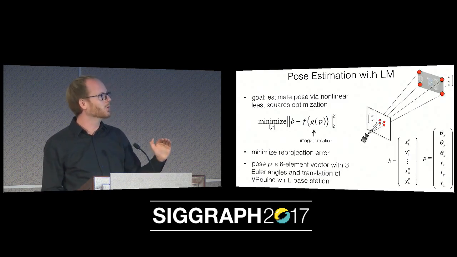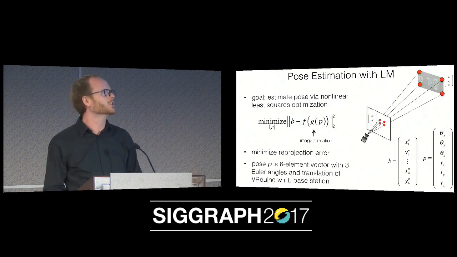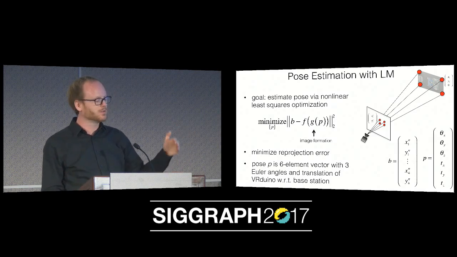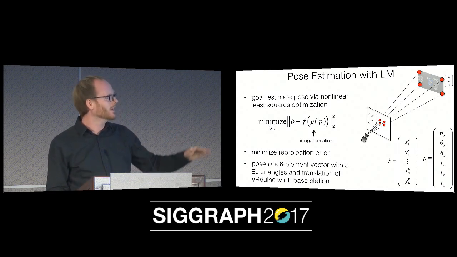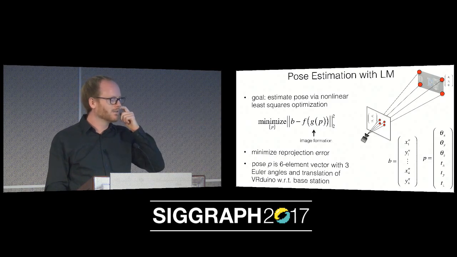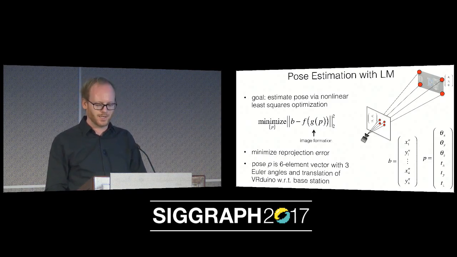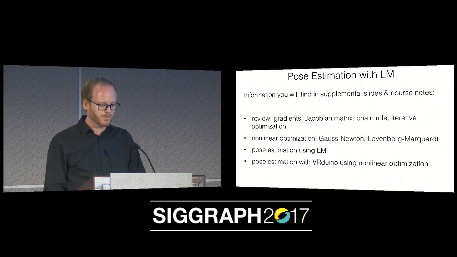So the general approach is to minimize the reprojection error, very similar to the homography method, but now we can actually dial in more constraints. And we're going to optimize for six parameters, the XYZ position and, for example, the Euler angles, or the quaternion, or some other representation, and we directly estimate that from the 2D projections using a standard nonlinear optimization technique.